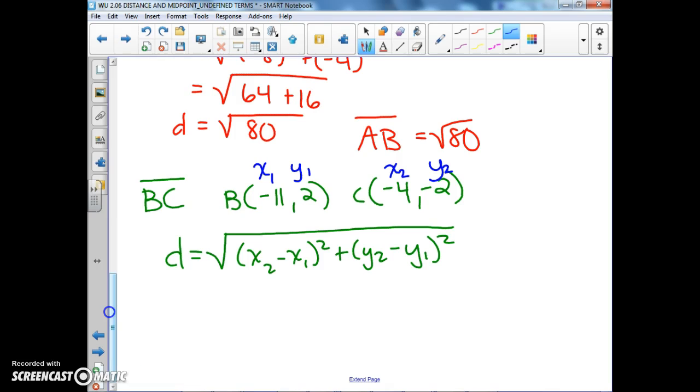So x2 is negative 4 minus x1, which is a negative 11. So that's minus a negative 11, which changes it to plus 11 squared. And then plus y2, which is negative 2, minus y1, which is 2. So negative 2 minus 2. And square that.